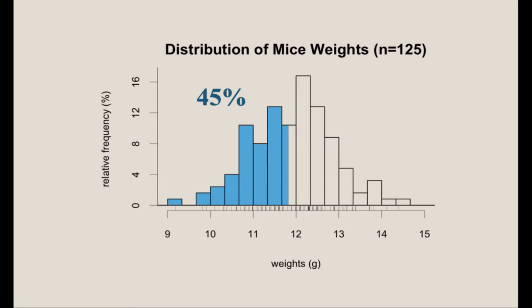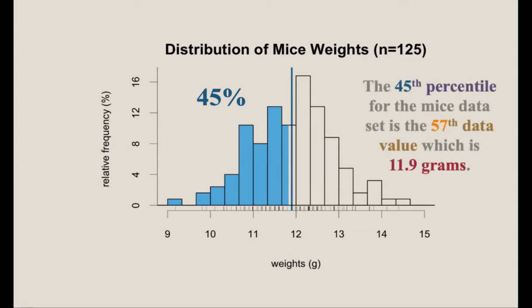The question we are trying to answer is this. What is the data value that is the boundary for this lower 45% of the data? Again, we were given the percent 45, and we were asked to locate a data value. Here we see that 11.9, which we located as the 57th data value in the ordered data set, does indeed appear to be the value which separates the lower 45% from the rest of the data. The line and the bars do not perfectly touch, but that is okay.